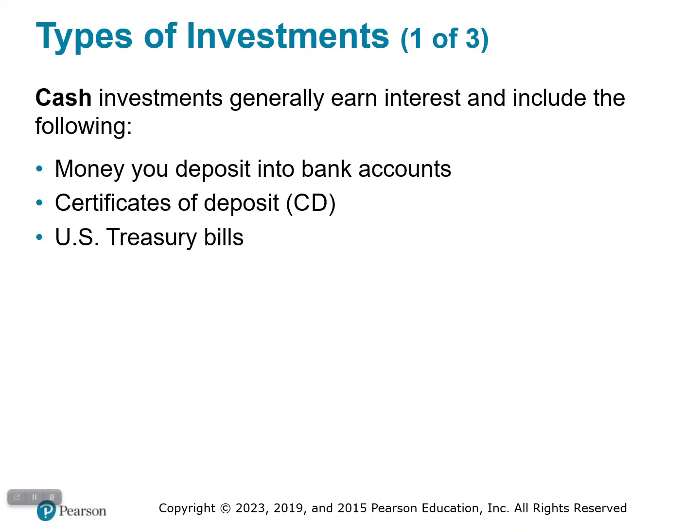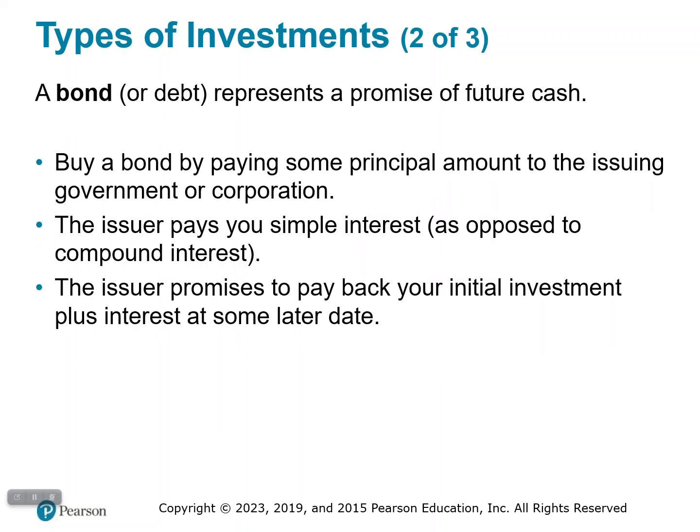Excellent. Now let's move forward again. Types of investments. Cash investments generally earn interest and include the following. In cash investments, nobody's going to turn away cash, generally. Money you deposit into bank accounts, that's a cash investment. Certificates of deposit, cash investment. You generally find these at banks and other financial institutions. U.S. Treasury bills, you can invest in the U.S. government if you dare.